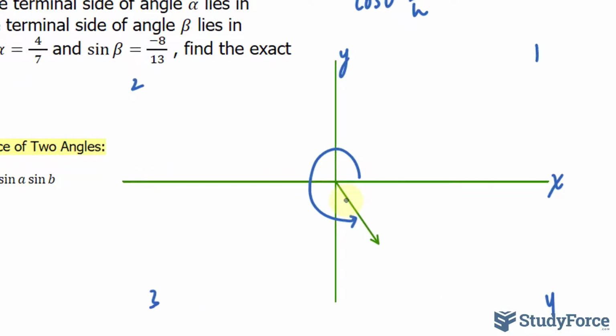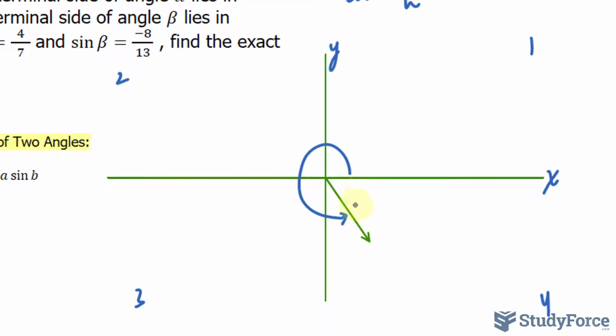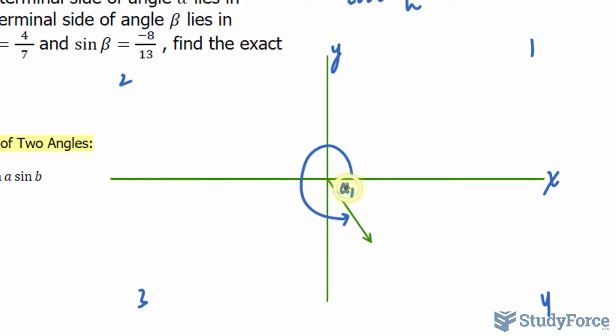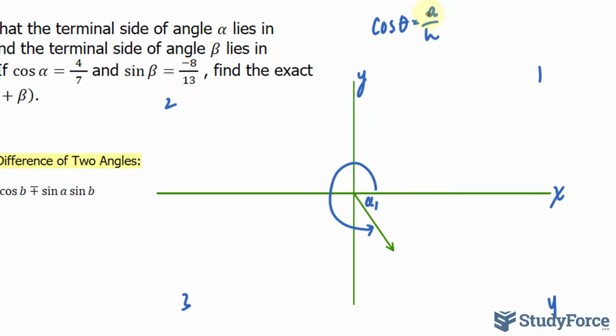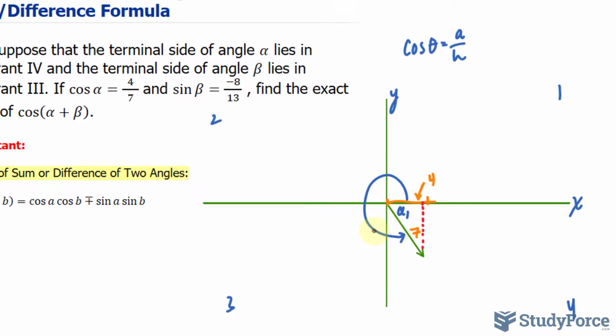So that's the angle there, and the acute angle that this terminal side makes up, let's call it alpha sub 1. If we use this as our angle, adjacent happens to be from here to here. So that right there is 4, and the hypotenuse is 7, according to that fraction. This is important for later. So just pretend that we have a little triangle here. That's our acute angle for alpha.